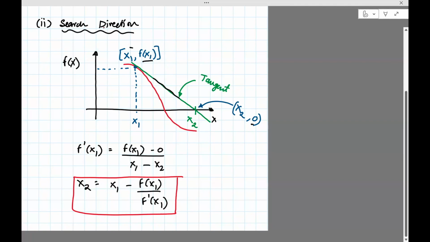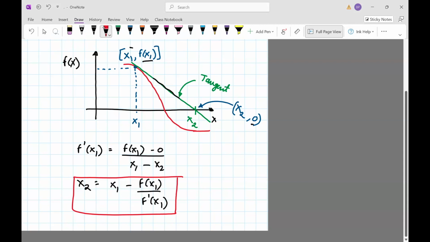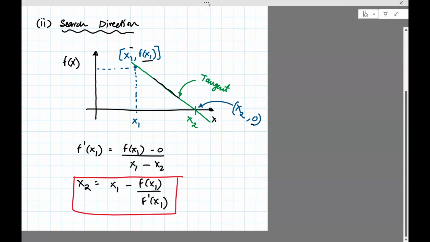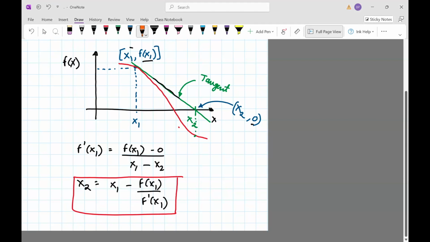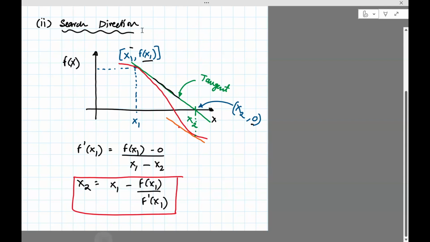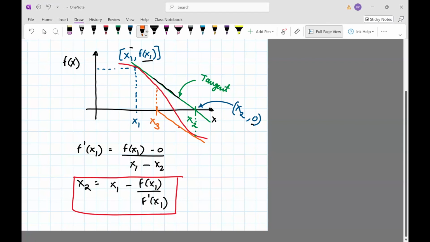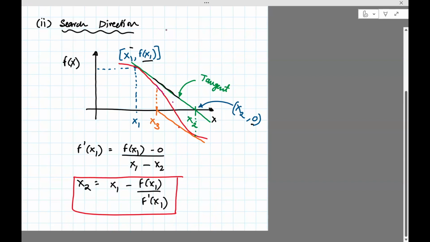So you need f of x, and you need the rate of change of f of x, or the slope. So in this particular example, okay, we computed x2. This is this point. Once you find x2, you do the same process all over again. You just draw a tangent here. This will be x3. And then the tangent again, and so on, right? With the tangent.